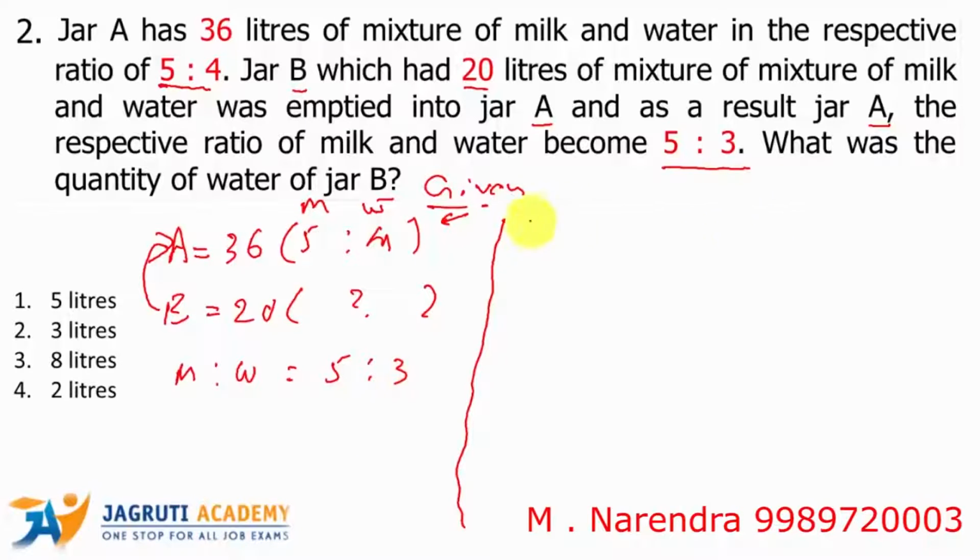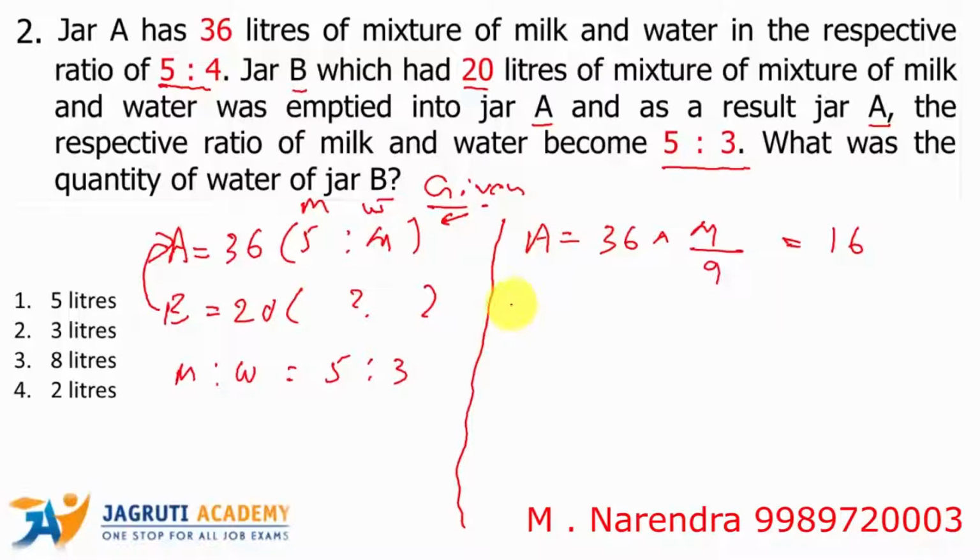So let's work it out. Initially in A, how much water is there? That is 36 into 4 parts water out of 9 parts. So 4/9, this gets cancelled 4 times. So 16 liters of water is there in jar A.